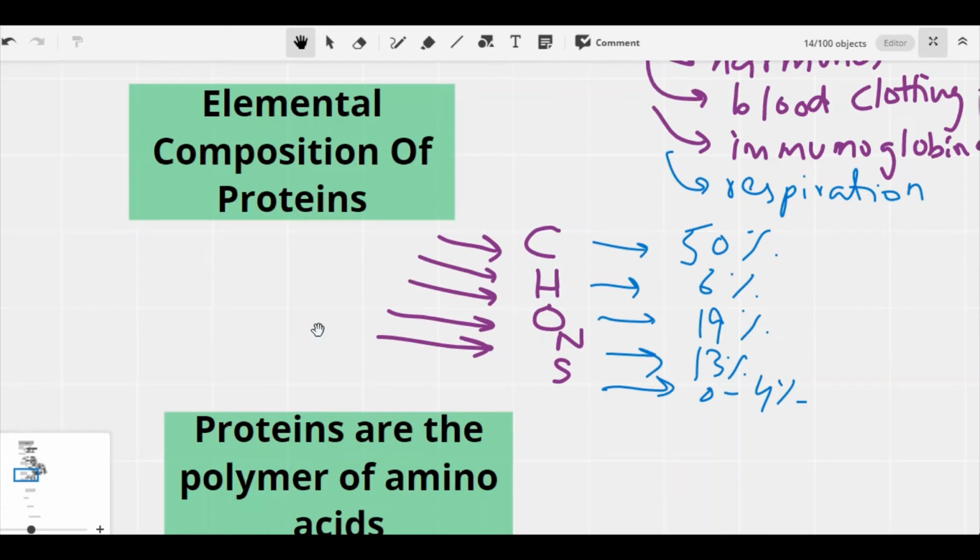Okay, now the next one, along with the others, proteins may also contain some other elements like phosphorus, iron, copper, iodine, magnesium, manganese and zinc. Okay, so nitrogen is an essential component of the protein, remember it.